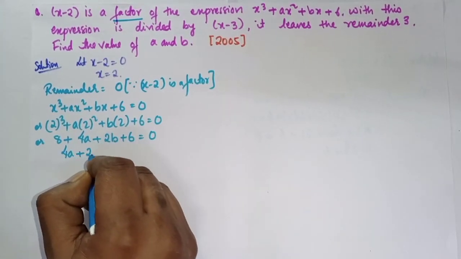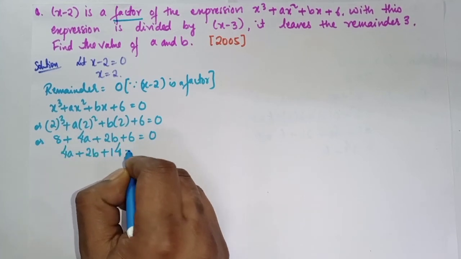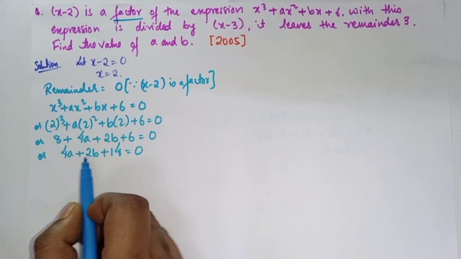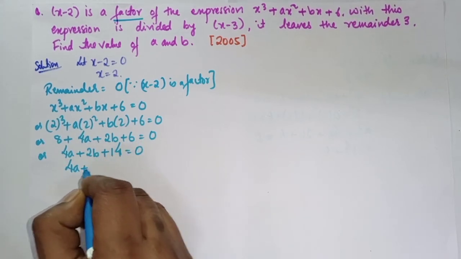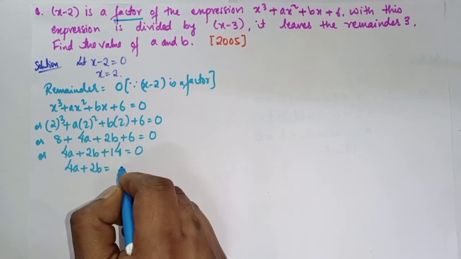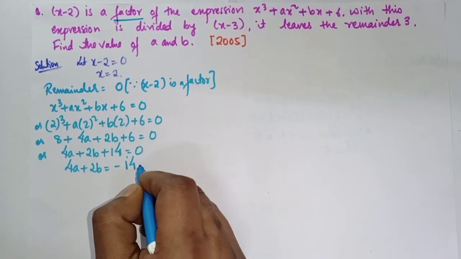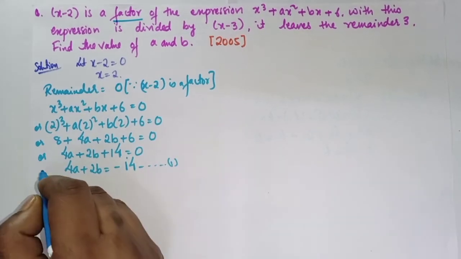4a plus 2b, 8 plus 4 is 14, equals 0. I have told you that it's not in standard form for the elimination method. This 14 I'll take to the other side. So it will be 4a plus 2b equals plus 14. Sorry, plus 14. When you go that side, it will be minus 14. So this is my equation 1. So I got equation 1.